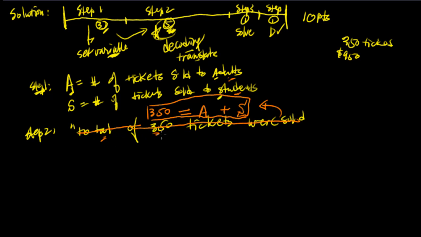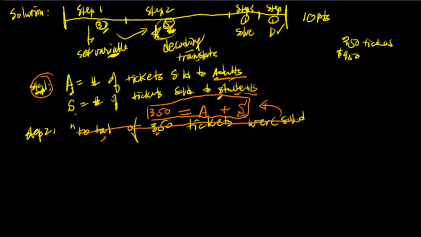So from these words, we dragged this equation out. Once again, a total of 350 tickets were sold. Since we assumed in step 1 by setting up the variables that A is equal to the number of tickets sold to adults and S is equal to the number of tickets sold to students, therefore from this one sentence, we were able to drag out the equation that 350 is equal to the number of tickets sold to adults plus the number of tickets sold to students.